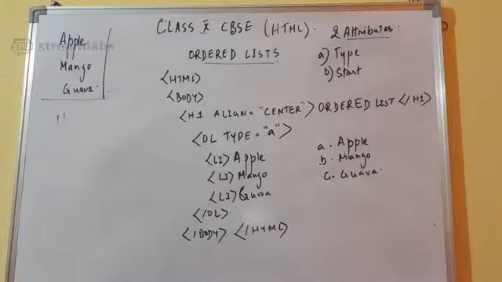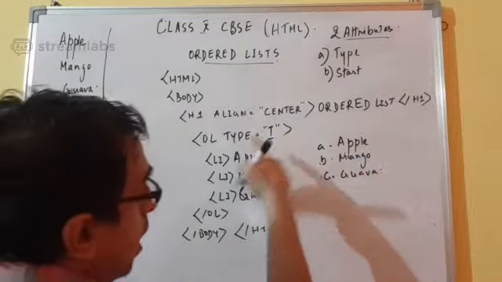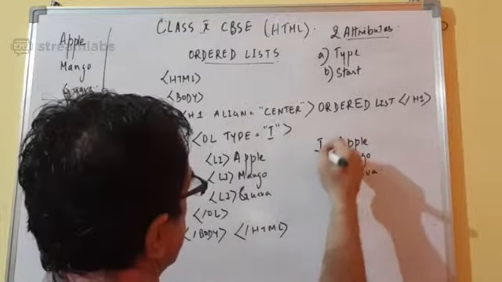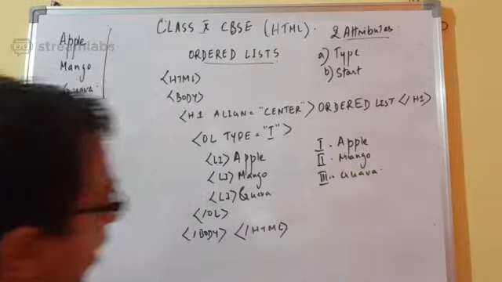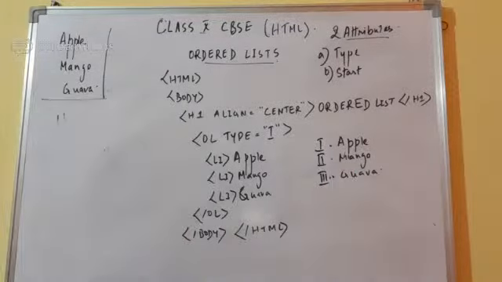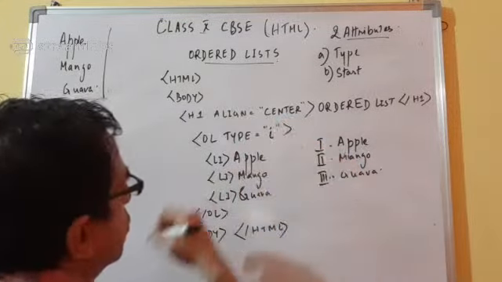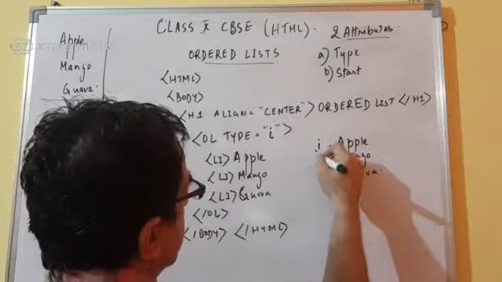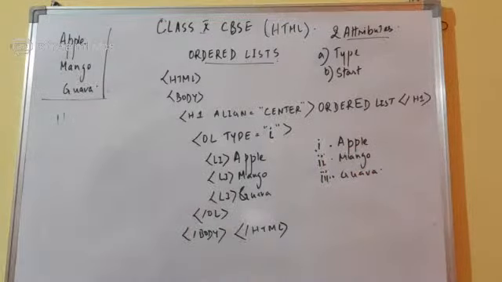Now if you want to represent this in Roman, that means capital Roman, then you write here capital I. Then your representation will include 2 and this will be 3. Now if you want to represent it in lowercase, smaller Roman, then you put small i, and you will find that this has changed, 2 and then 3. So these are the things which you can put with the OL type.